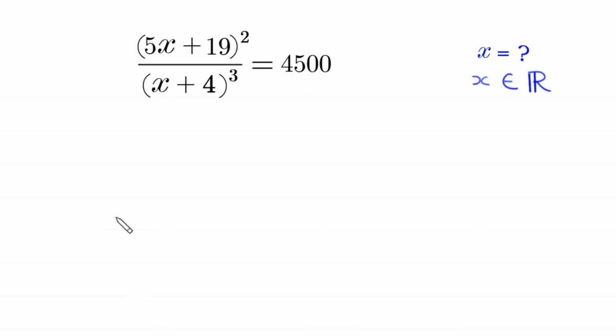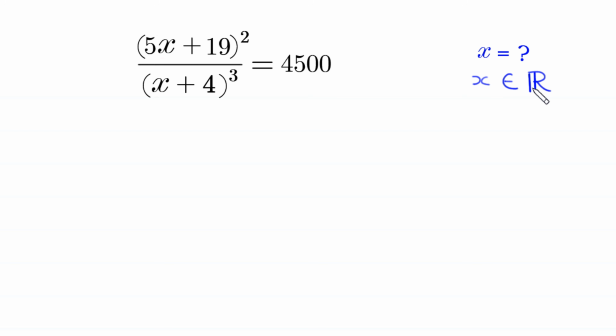Hello, welcome to how to solve this very nice algebra equation. (5x + 19)² divided by (x + 4)³ is equal to 4500. We need to find all possible values of x, where x is a real number.